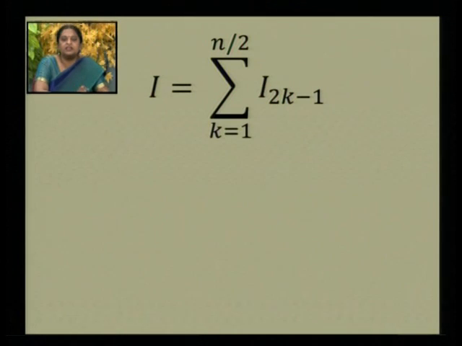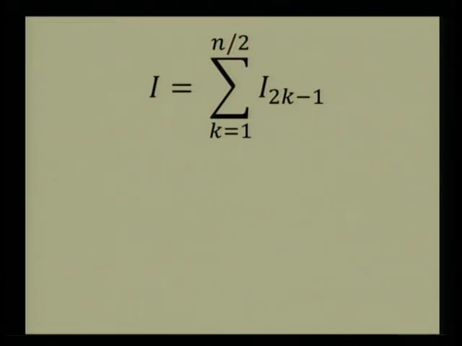The entire area under the curve is divided into n different strips. So when we sum up the area, we need to sum up only n by 2 strips, because when we take up the first strip, the kth strip, we are considering the area covered by the kth strip and the k plus 1 strip. So when we are summing up the second area, it is the k plus 2th strip and the k plus 3rd strip, and so on and so forth.